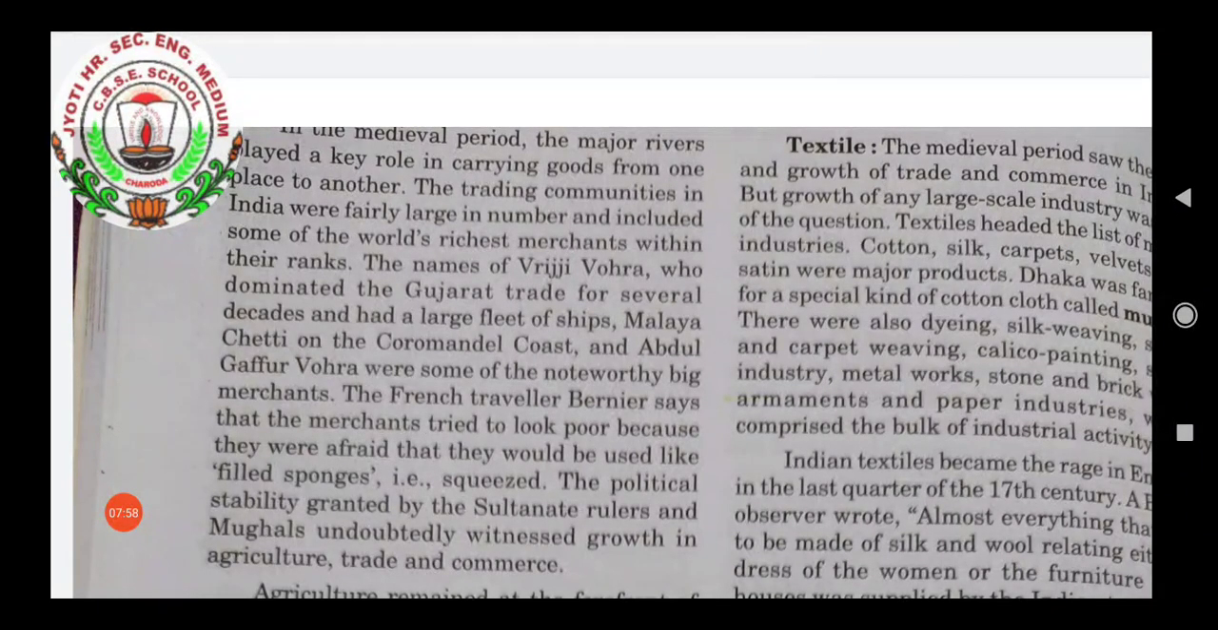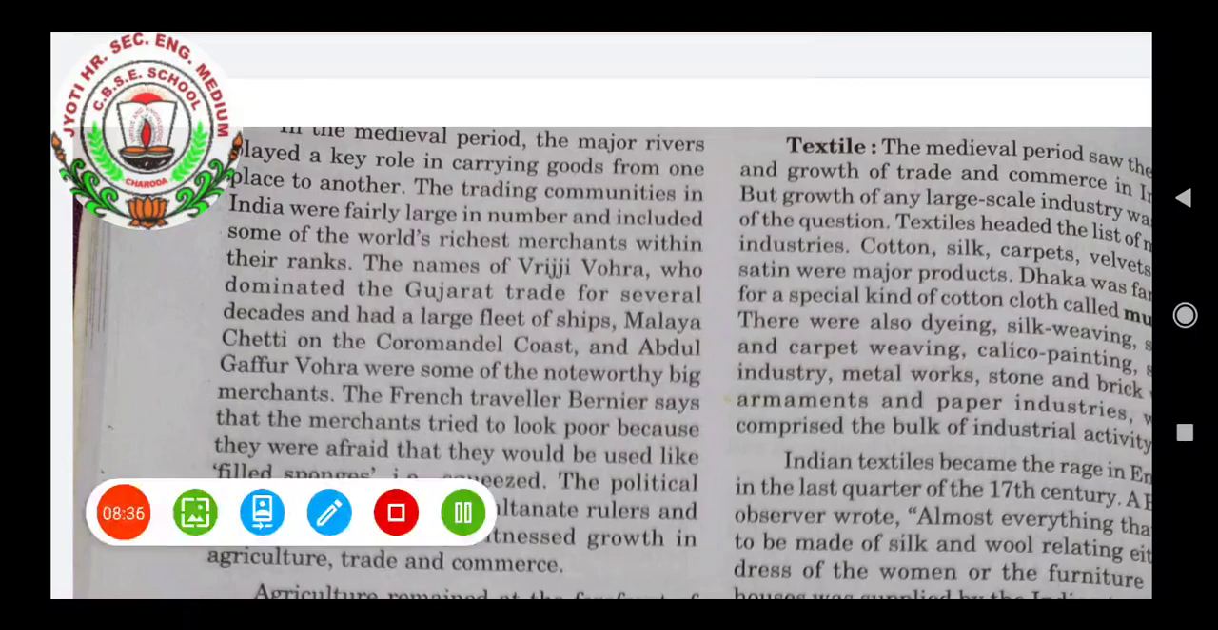Then there was a French traveler, Bernier. He said that merchants tried to look poor because they were afraid that they would be used like a filled sponge, squeezed. It means that merchants were very rich, but they made themselves appear very poor, so that people would not be able to squeeze them, or take advantage of their wealth.